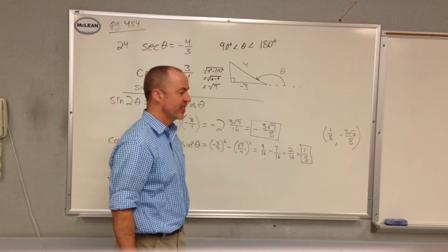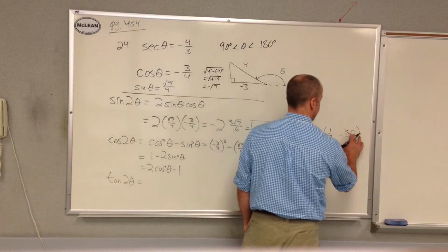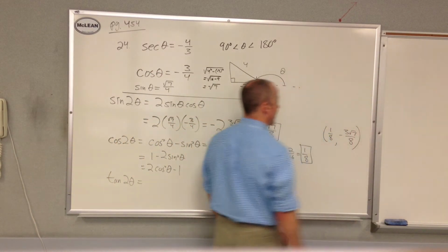Negative 3 root 3 and negative 3 root 7. Thank you, thank you, thank you. I think I said it correctly, but yeah, you said it correctly. Awesome, okay.